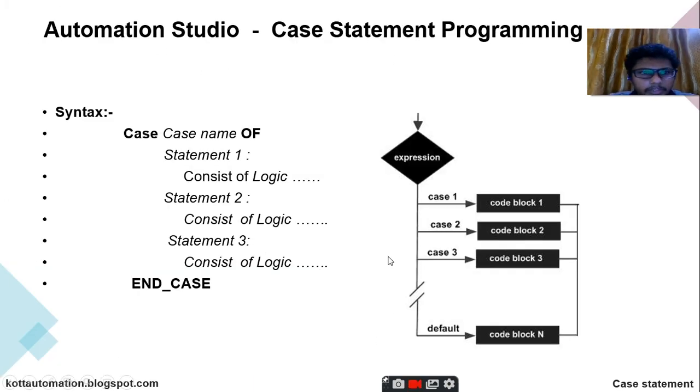This is how the syntax of a case statement looks like. Case name is similar to a variable name. It is user defined, and this case consists of statements. The statement name is also user defined, and this statement consists of logic. So the case acts like a switch. It can switch between these statements as per the application. So while programming, we are going to understand this in an easy way.